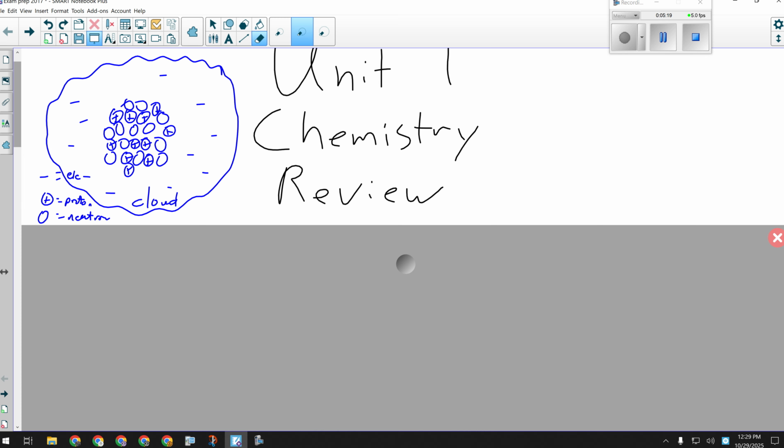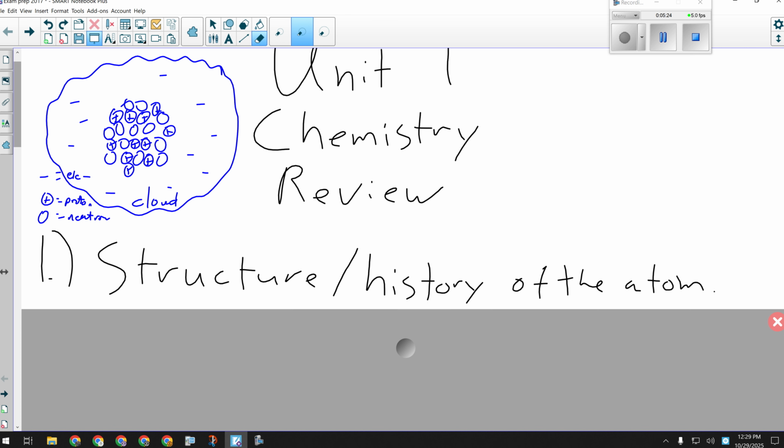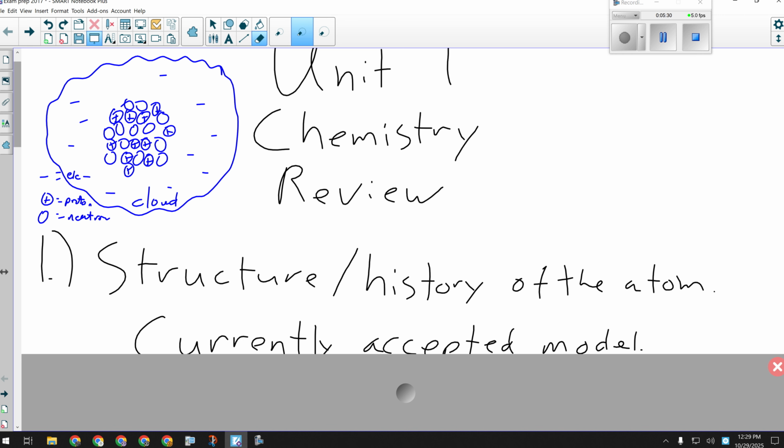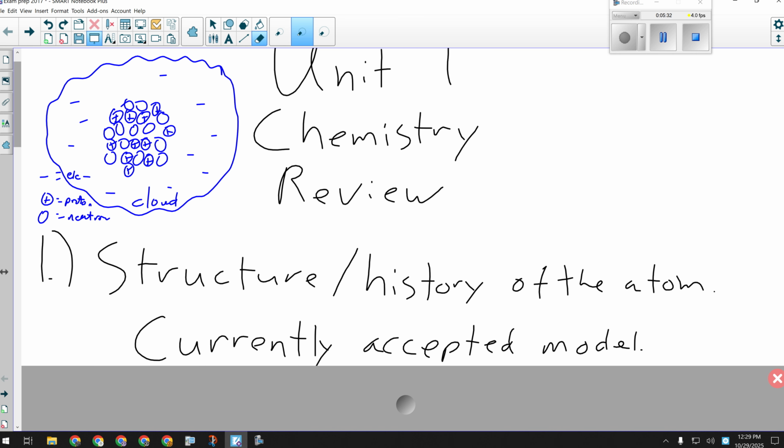Questions there? All right, so first day, that's what we did. Structure, history of the atom. So know all the parts, things like that. That would be important. Our currently accepted model, and obviously the 4 points of the atomic theory.